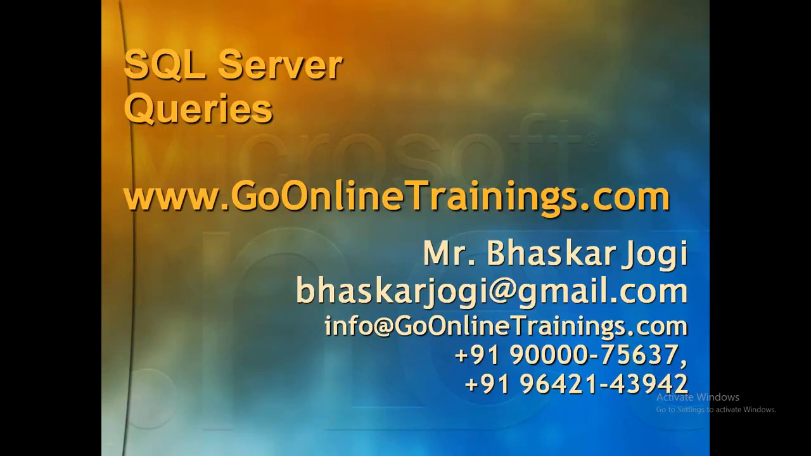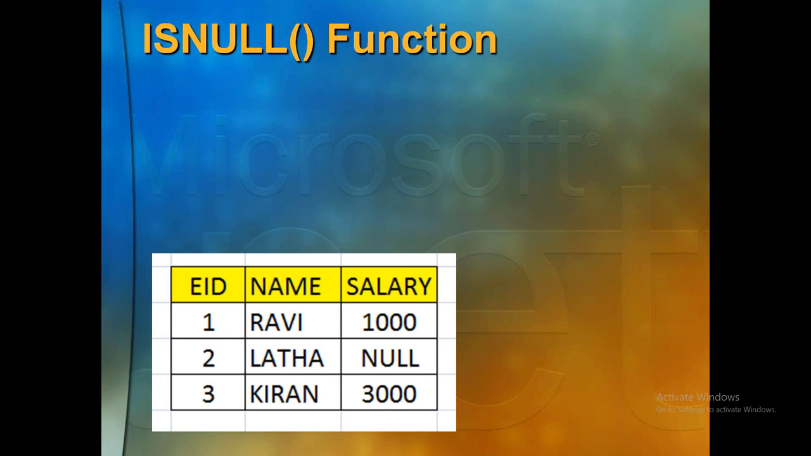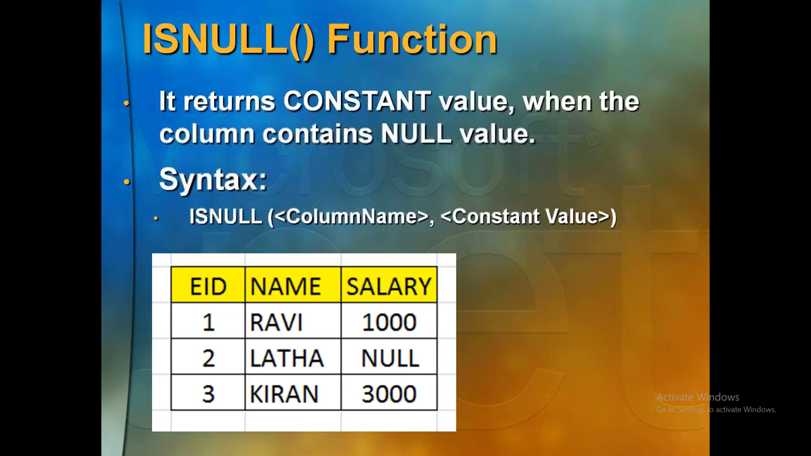So now I wanted to understand the ISNULL function. Function means you will have two brackets at the end. Clear? You will have two brackets at the end. Then this is what is called a function. Function means a program which is going to be doing some action for you. What is that? Let us understand.